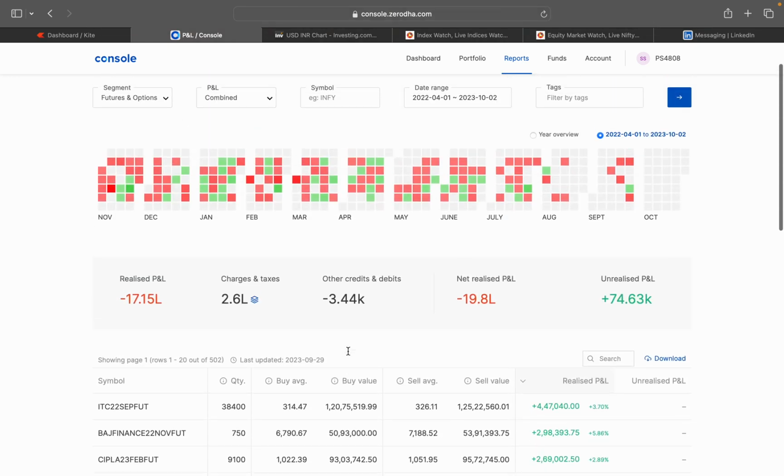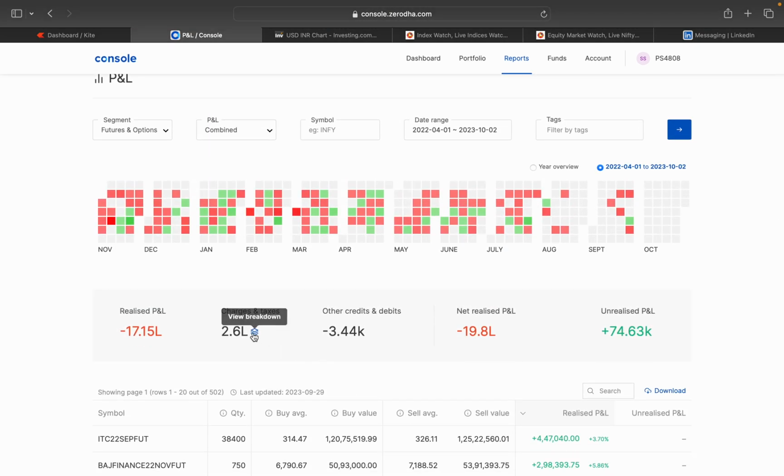If I take an average of this and what I was doing, just look at the taxes, 2.6 lakhs. It's just a huge expense. So this is a setback, and we'll see how we will tackle it in the coming few months.